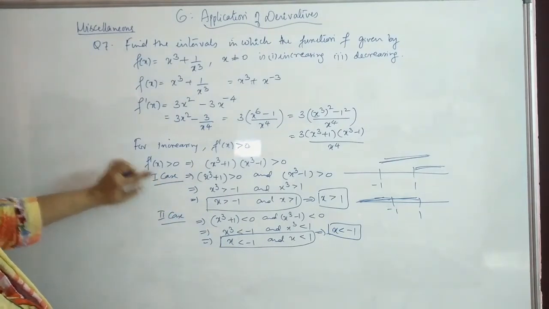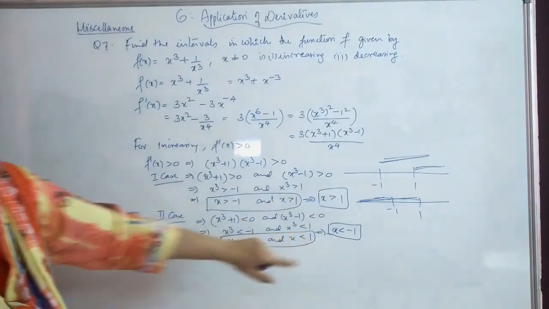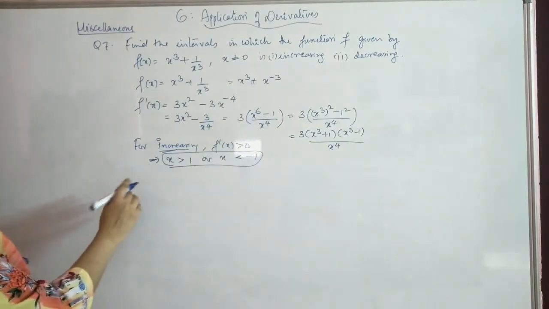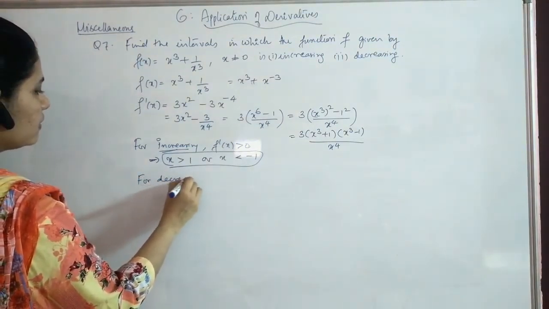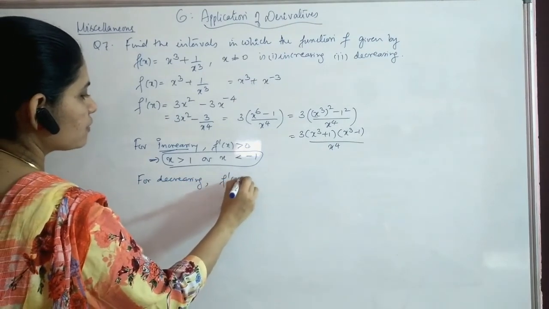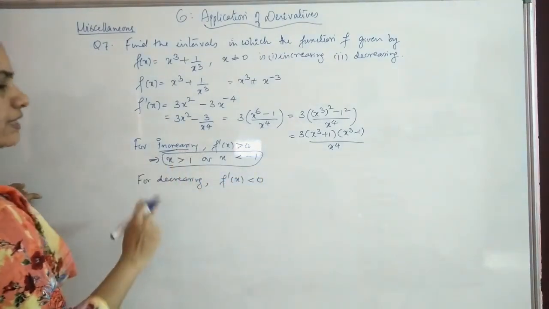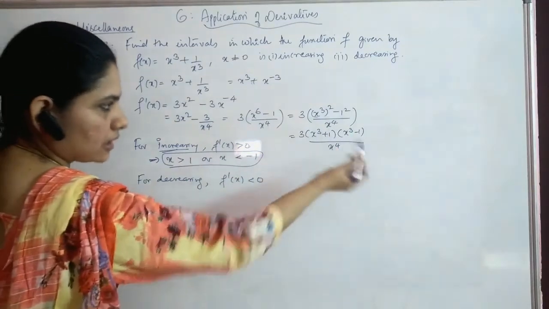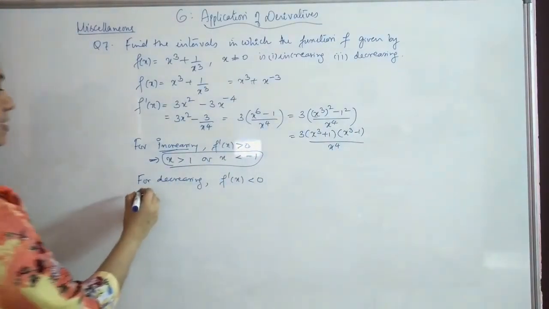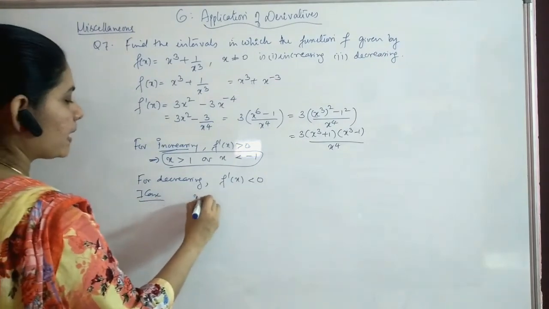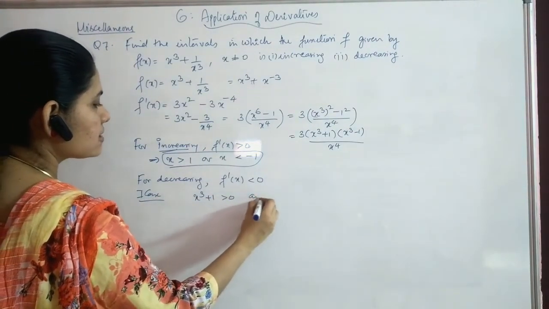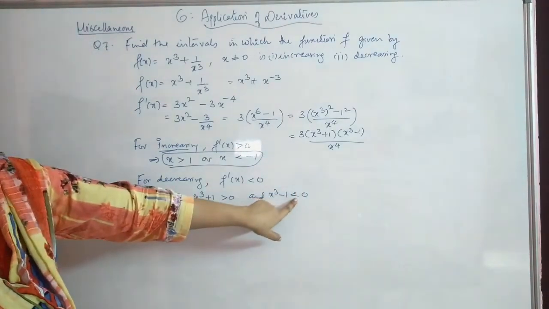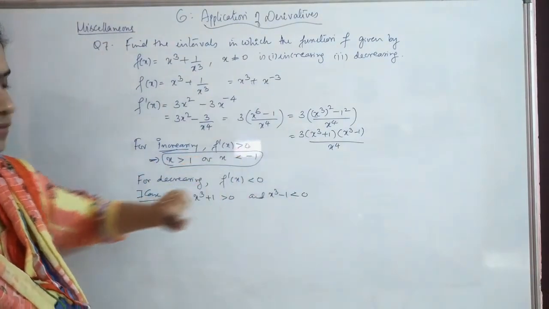Okay, so for the first case, I got either this can happen or this can happen for the function to be increasing. Now for the decreasing part, when the function is decreasing, f dash of x should be less than 0. Now f dash of x less than 0 means one factor is positive and the other is negative. So you will have two cases again. The first case is when x cube plus 1 is positive and x cube minus 1 is negative, so that the product is negative.